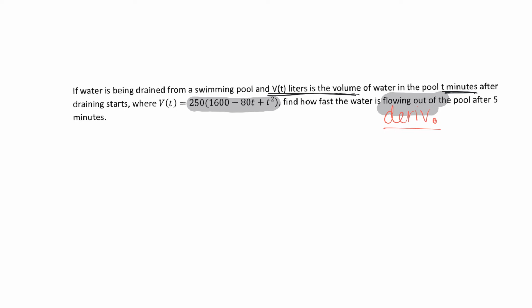Okay, so there's a couple of ways we can do this here. We can either use the product rule, which sounds like a terrible plan, or we can rewrite V of T. And so if we distribute that 250 in, we're going to get, let's see, 400,000 minus 80 times 250 is 20,000, 20,000 T plus 250 T squared. Okay, so that's not my derivative. I just distributed the 250.